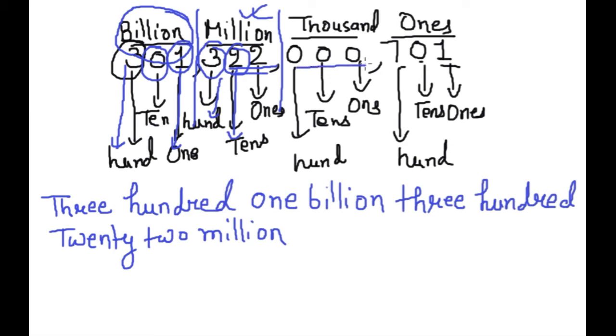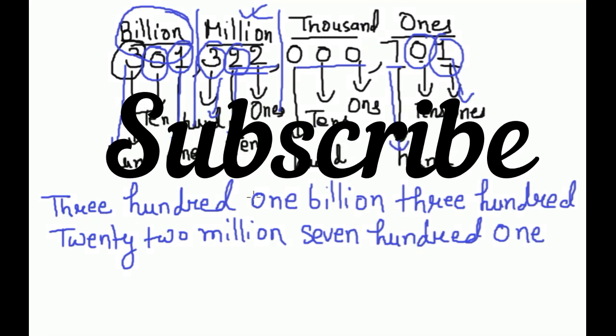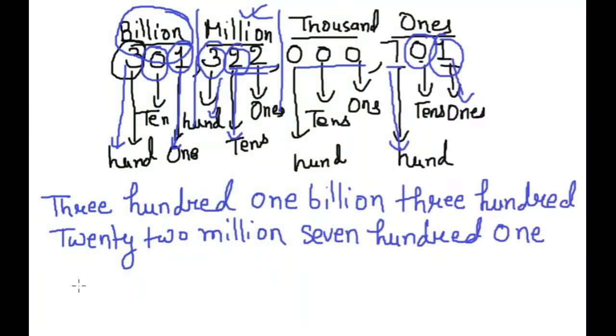Now these are all 0, no need to write anything. 7. The place value of 7 is 100, so 700, 0, and this is 1. The place value of 1 is ones, so we will write 1. Here is the solution: 301 billion, 322 million, 701 is the answer. I hope you like the video and you understand the place value of billions.